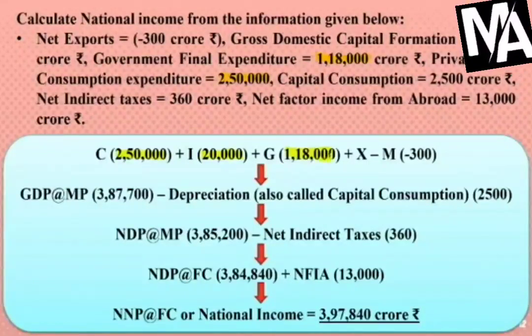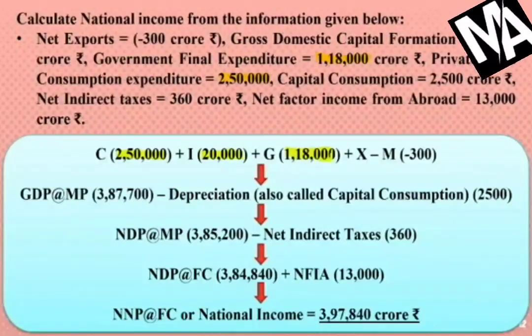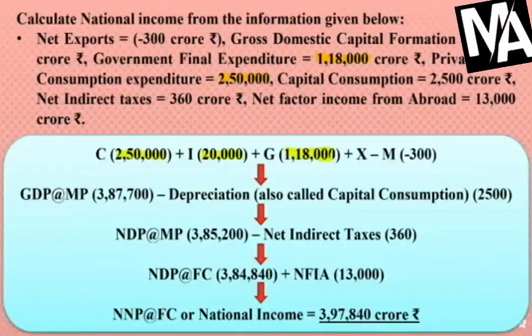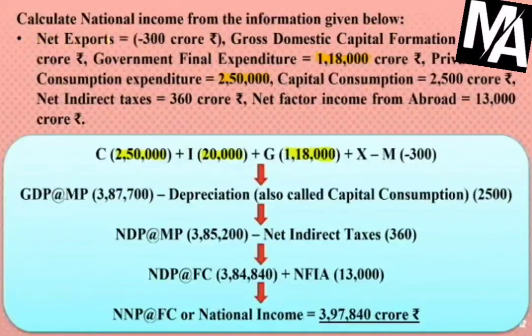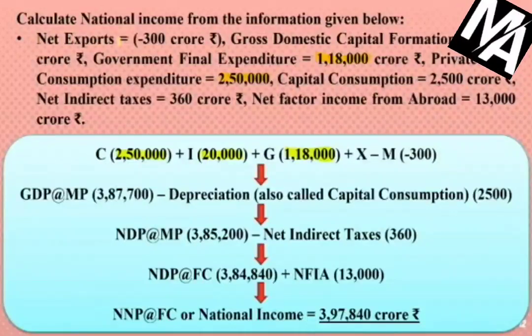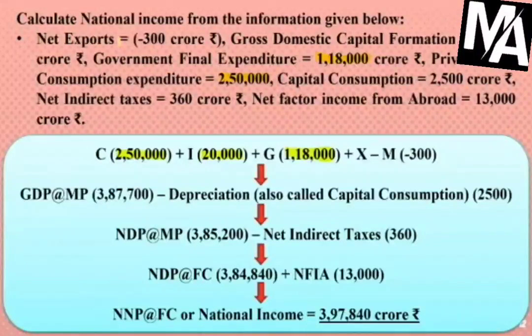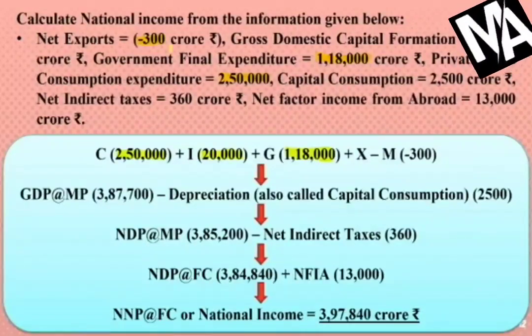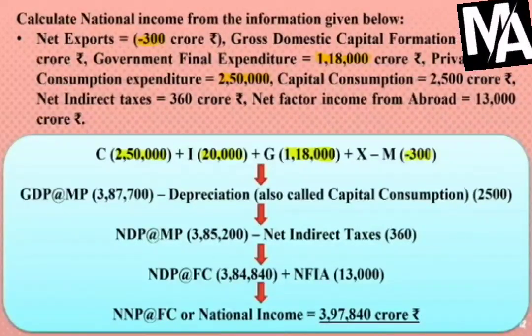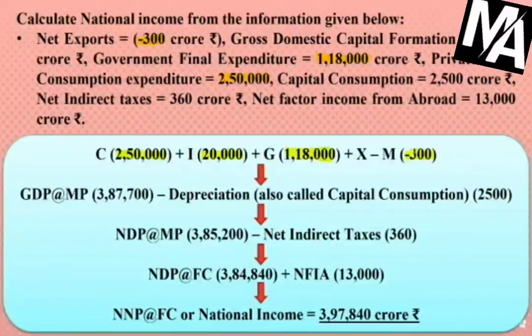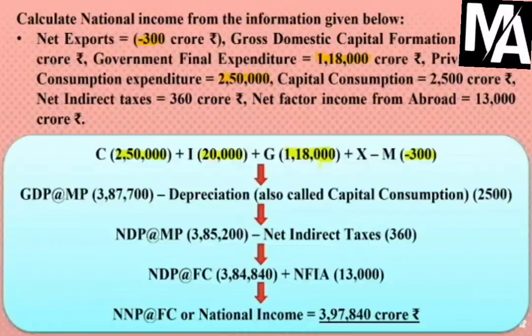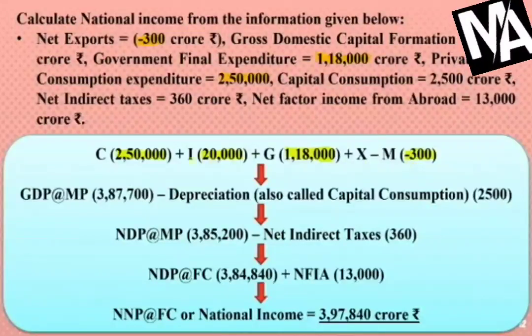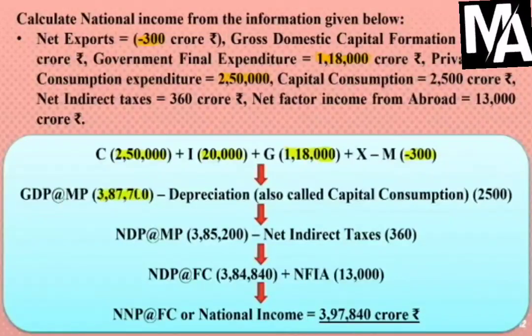Then we have exports minus imports. It's already written here as net exports, which actually means exports minus imports, and that amount is already given here at minus 300 crore, which means the imports are greater, and so it will be coming here at minus 300. So we have 2,50,000 plus 20,000 plus 1,18,000 minus 300 coming at 3,87,700. This is gross domestic product at market price.